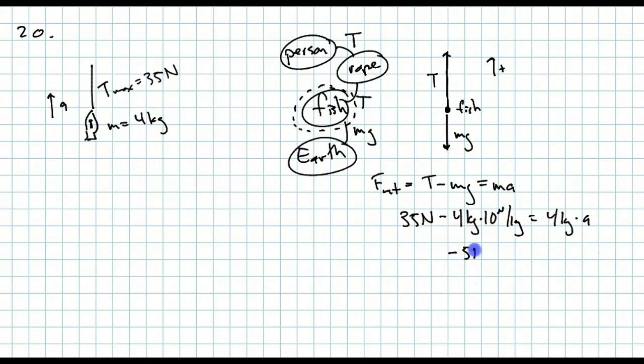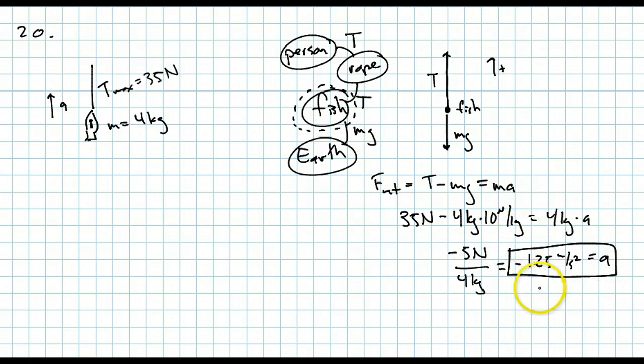We get negative 5 newtons divided by 4 kilograms. Newtons per kilogram is the same as meters per second squared, so our units are okay. Equals negative 1.25 meters per second squared. What does that mean? That seems very strange with the negative. Well, since we called positive up, that means our acceleration is actually down. So we really can't accelerate this fish upward.